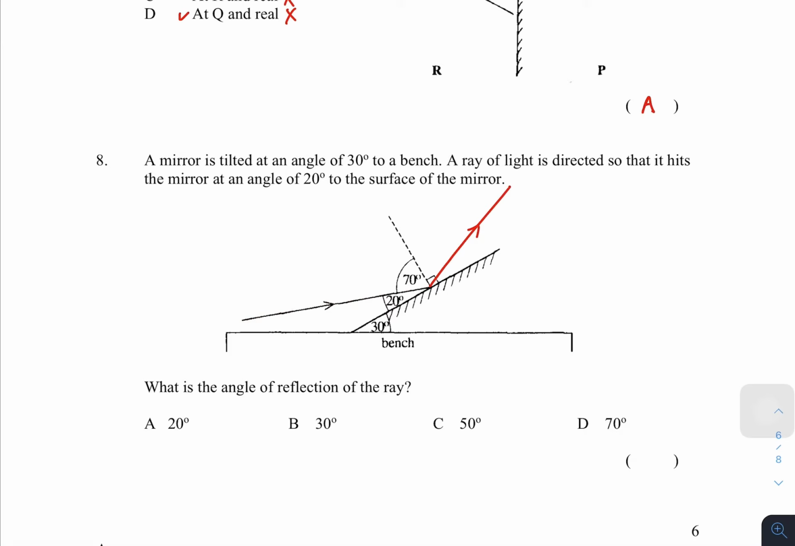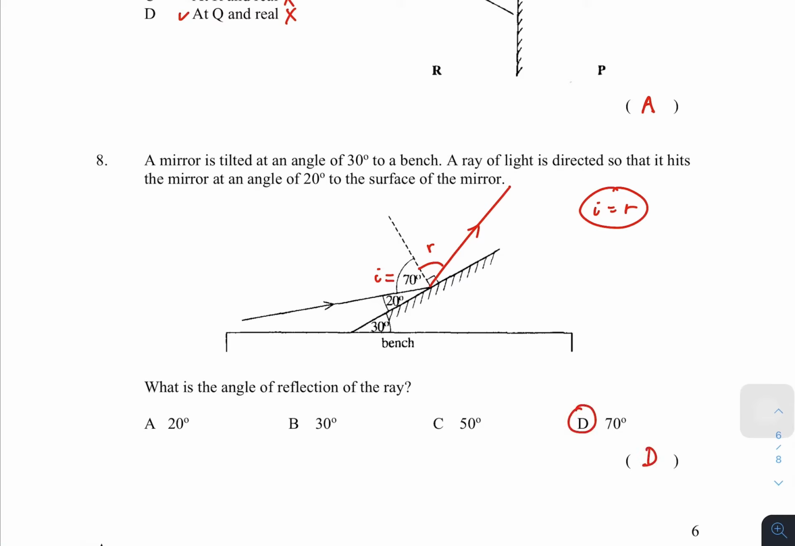Okay, so now what is the angle of reflection of the ray? So we are looking for this R. Now, based on the law of reflection, I is equal to R. So this is a very important relationship. Now, where is my I? It is the angle between the incident ray and the normal line. So this is actually I. Now I is 70, R must also be 70.